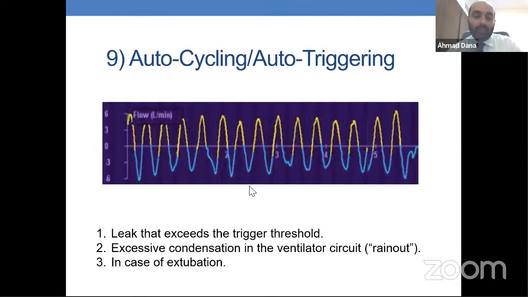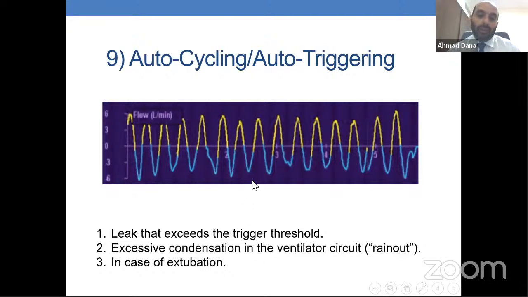Sorry, it's on high sensitivity, so it's picking up any airflow. So if there is a leak, this can be picked up by the machine and initiates more and more ventilation cycles. So if there is auto triggering, it can be due to a leak. Also, if there is water inside the circuit.